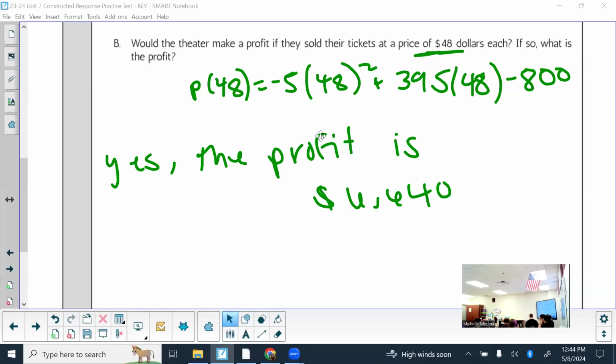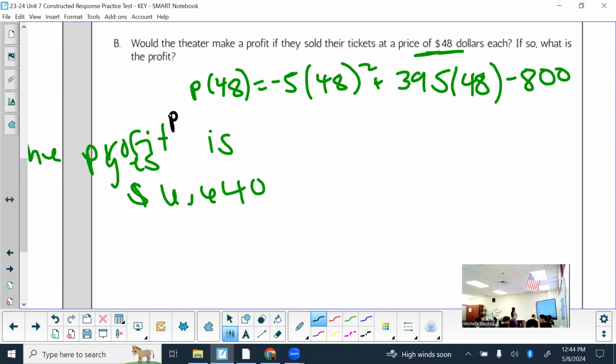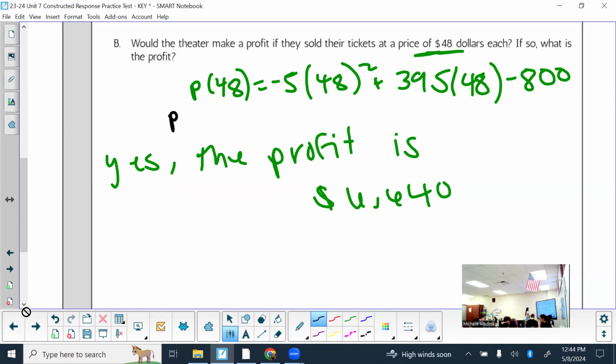So part B, number 3 on the constructed response. Here's the solution. Here's how you would solve it. The given equation, let me remind you, looked like this. So the given equation was P of D equals -5D squared plus 395D minus 800.